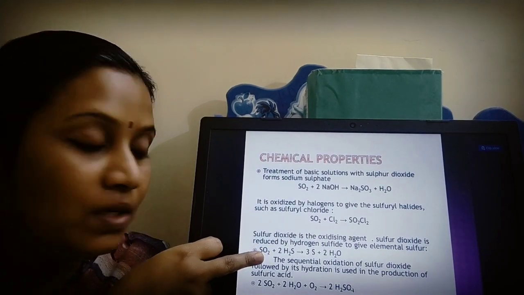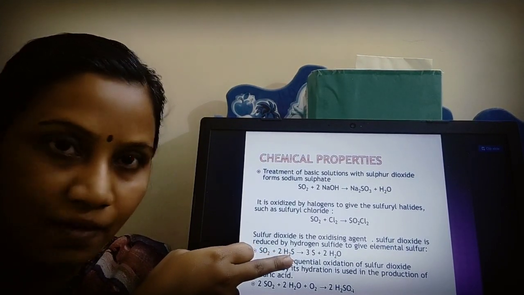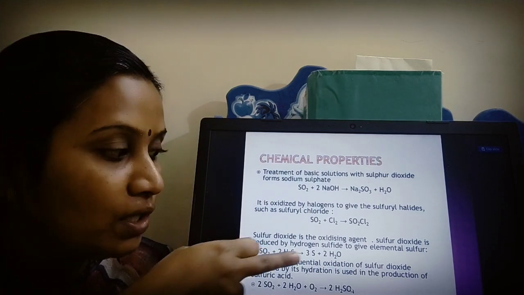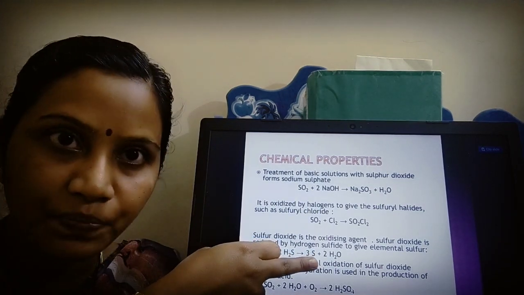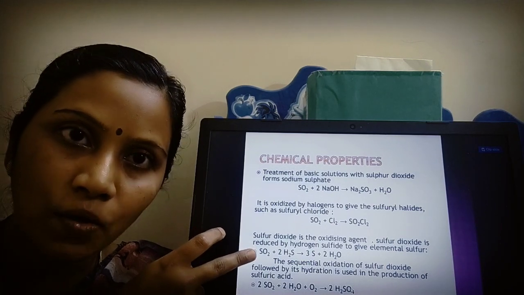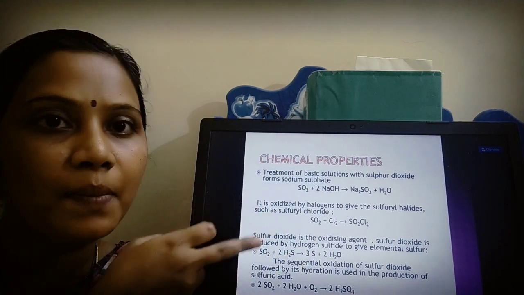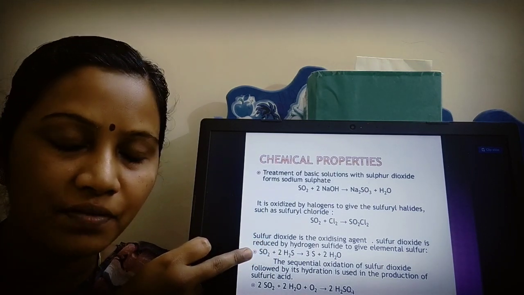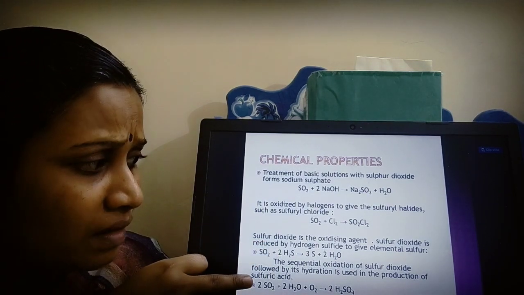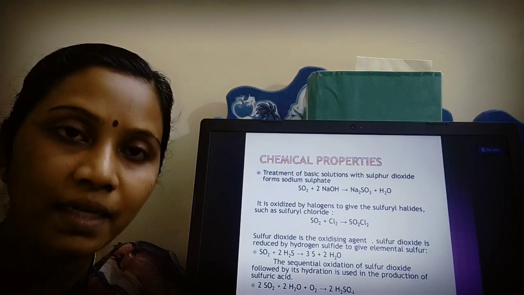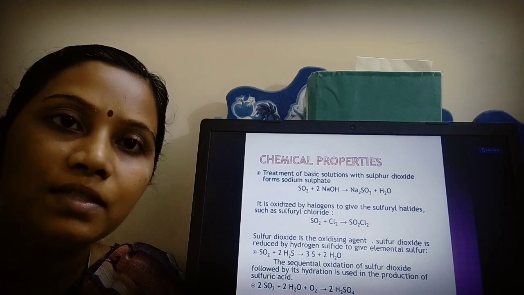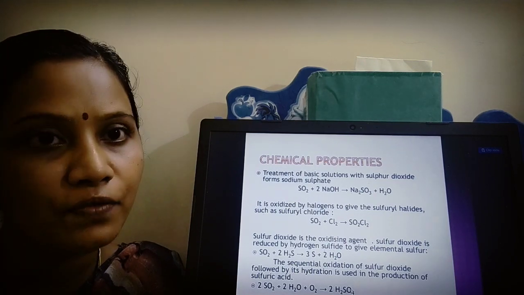Sulfur dioxide on treatment with hydrogen sulfide is reduced by hydrogen sulfide to give elemental sulfur. So what happens here? Sulfur dioxide is reduced to sulfur by means of the reducing agent H2S, which is nothing but hydrogen sulfide. So the oxidation of sulfur dioxide followed by protonation, that is addition of H+, is going to result in the production of sulfuric acid.